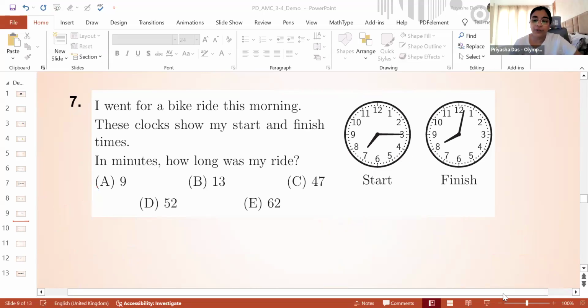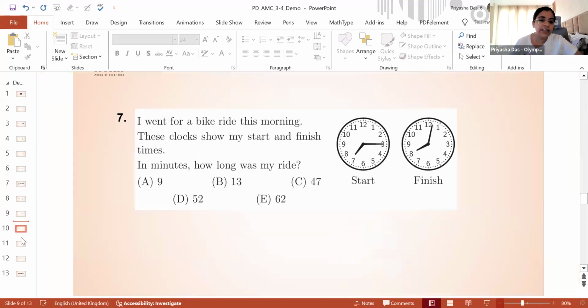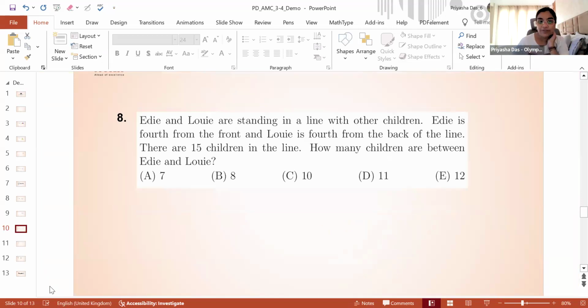Okay, time for us to move to another question quickly. This one is a new one for you, and probably the last question for today. Eddie and Louis are standing in a line with other children. Eddie is fourth from the front, and Louis is fourth from the back of the line. There are 15 children in the line. How many children are between Eddie and Louis?